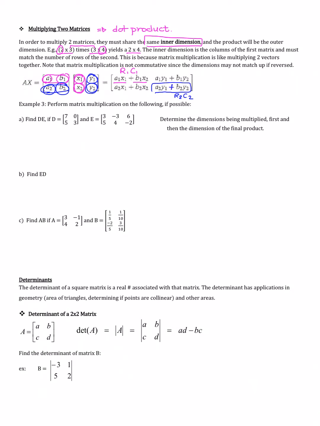All right, so let's go ahead and try one of these. So we have here D, E, which is a 2 by 2 times a 2 by 3. Since the inner dimensions match up, we know the result is going to be a 2 by 3. So we'll work it out. We're going to do row 1 against column 1. So that's going to be 7 times 3 plus 0 times 5.